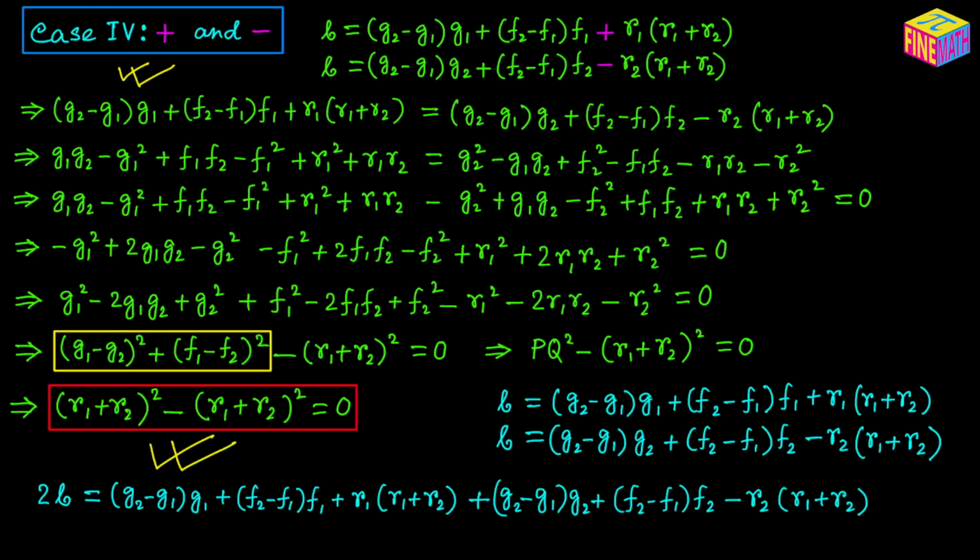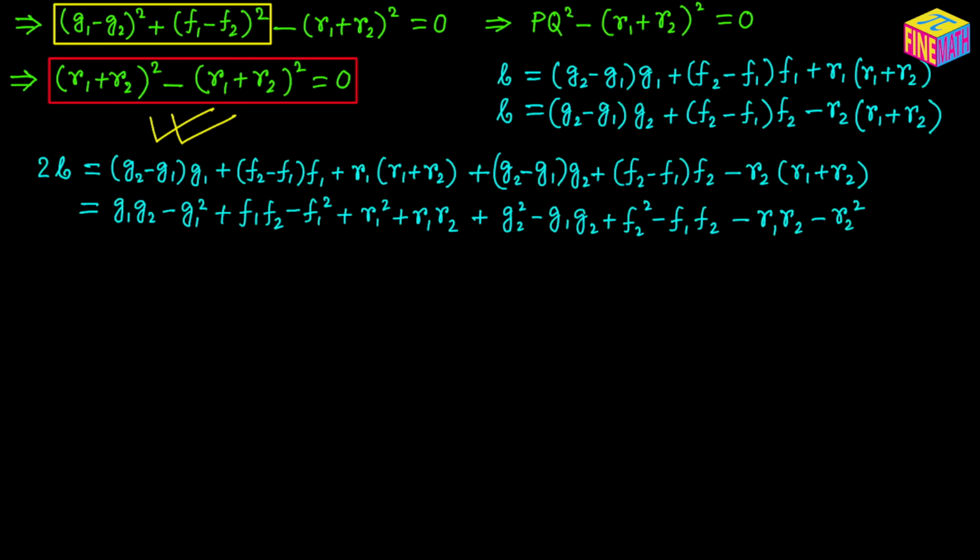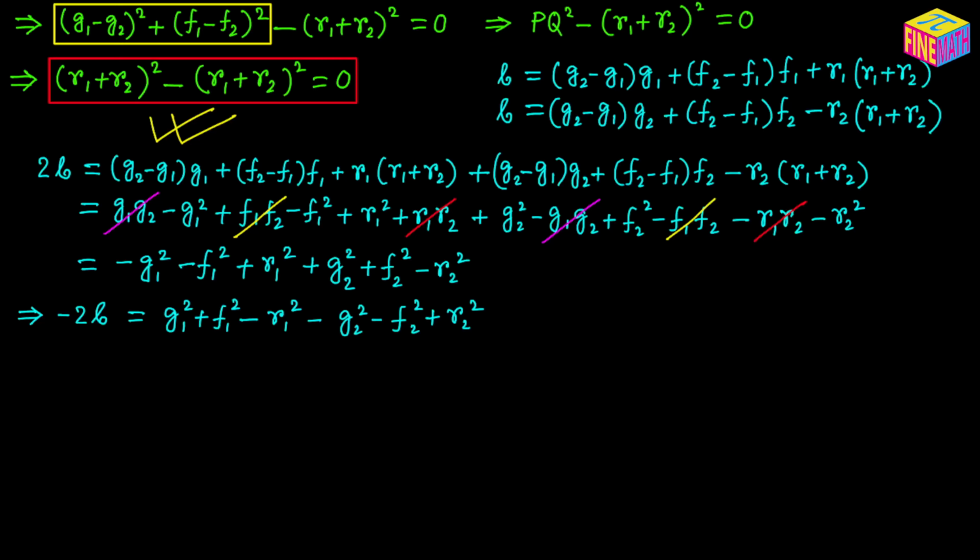So we can say 2 times b is equal to the sum of those two quantities on the right hand side, and if we remove the parentheses we are going to get the quantity like this. If you carefully notice, a few terms will cancel out each other. The positive and the negative combinations will cancel out, and we are going to be left with something like this. From here we can say negative 2 times b, if we multiply both sides by negative 1, can be written as g sub 1 squared plus f sub 1 squared minus r sub 1 squared minus g sub 2 squared minus f sub 2 squared plus r sub 2 squared. And we can rearrange it like this.